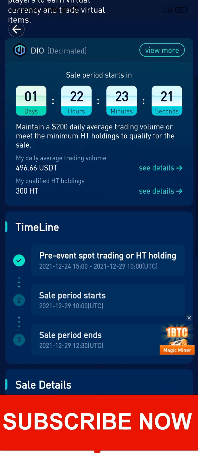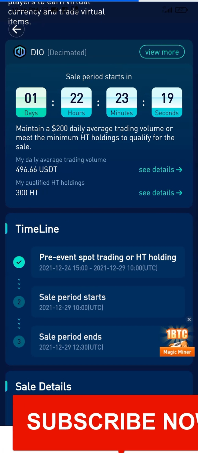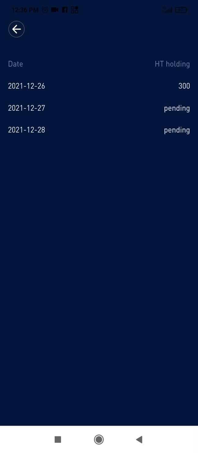So the next thing now is this. When you also click on this, the HT, they take snapshots. They're going to be taking a snapshot of your HT every day. They've taken one snapshot, that is why you're seeing 300. It has to be 3 snapshots of 300, 300, 300. If you have 3,000, that'll be 3,000, 3,000, 3,000. So that's how it works.